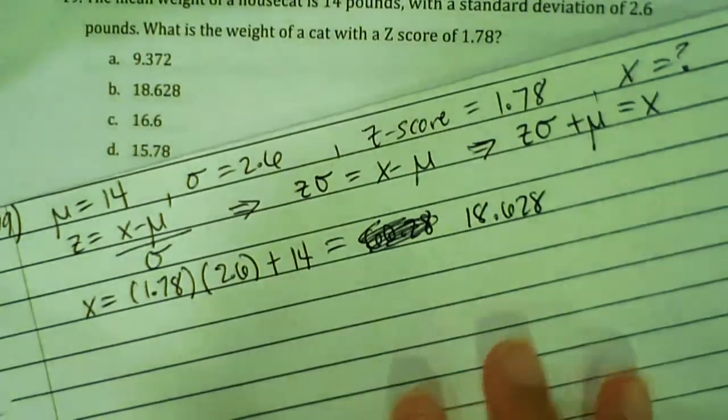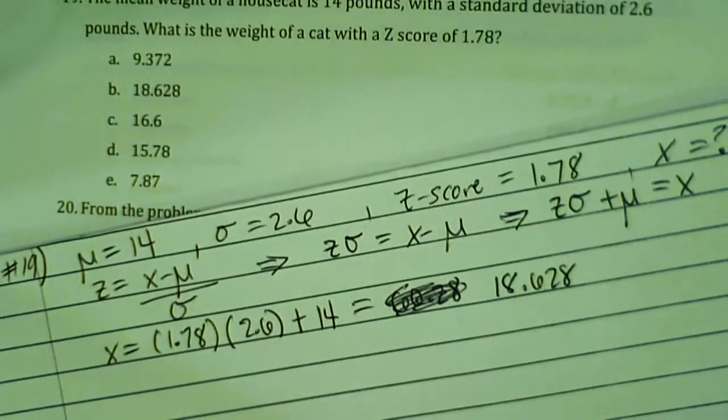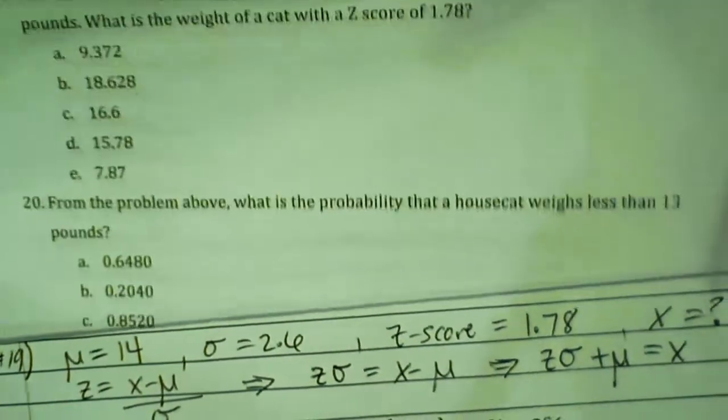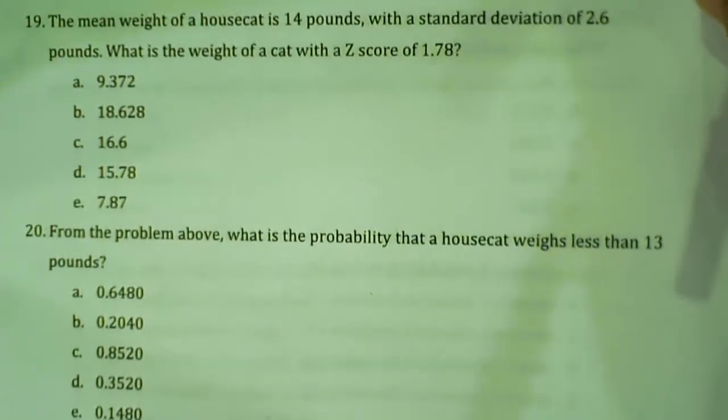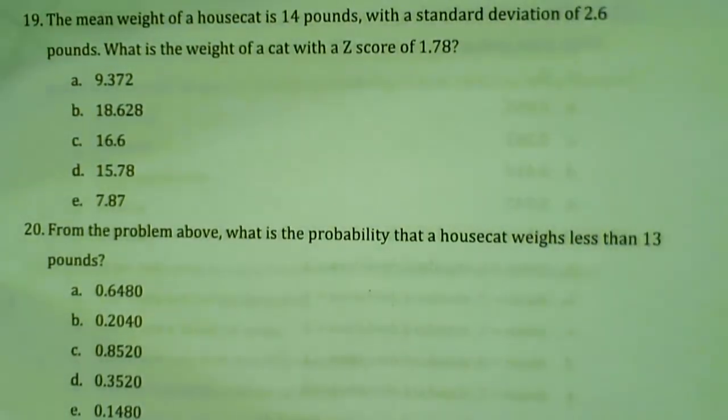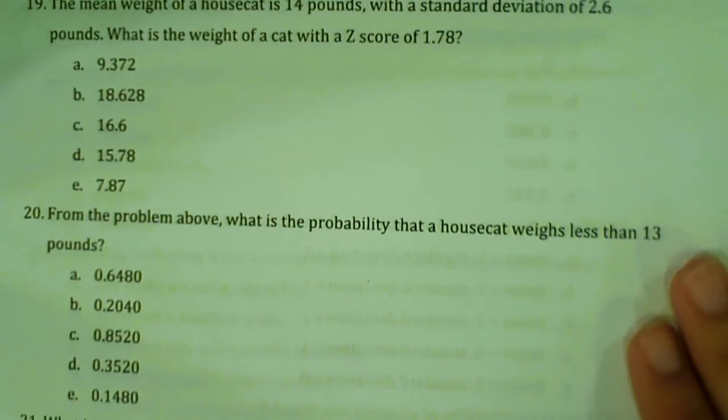Okay, so does that make sense? So 20. It's referring to the above problem. From the problem above, what is the probability that a house cat weighs less than 13 pounds? Okay, so how do we do this one?